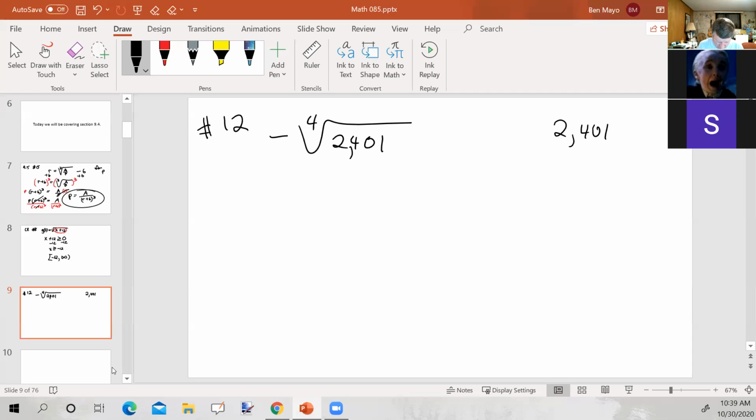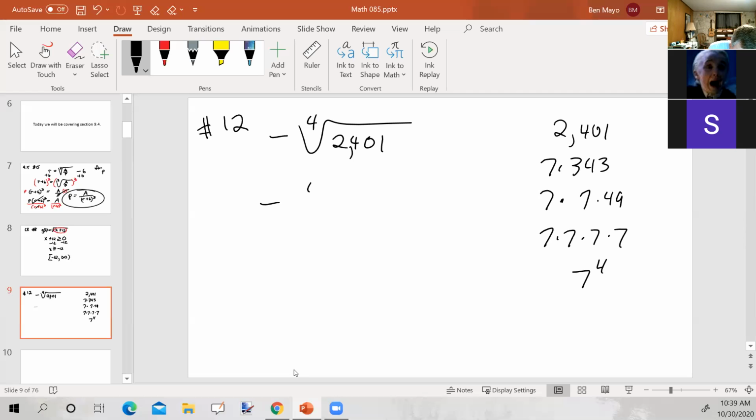Oops, it helps if you turn your calculator on first. 2401 divided by 7. This is 7 times 343. And 343 divided by 7 is 49. Oh, so I've got 7 times 7 times 7 times 7, 7 to the fourth power. So 2401 is 7 to the fourth power.